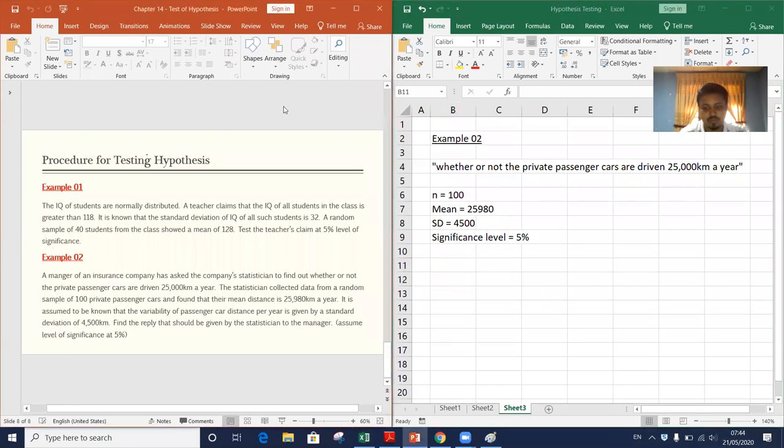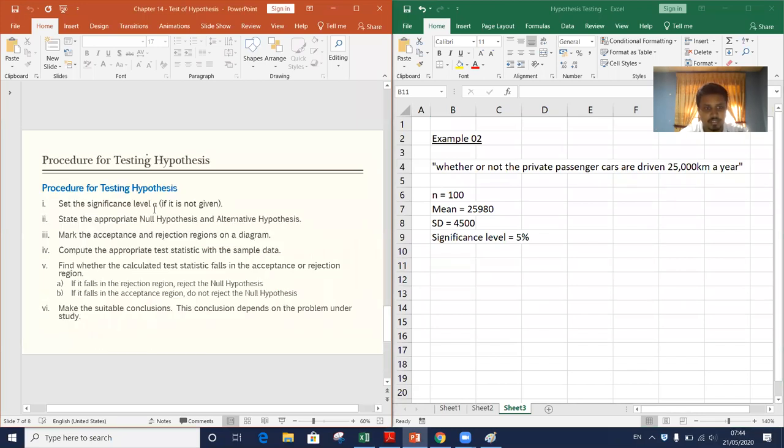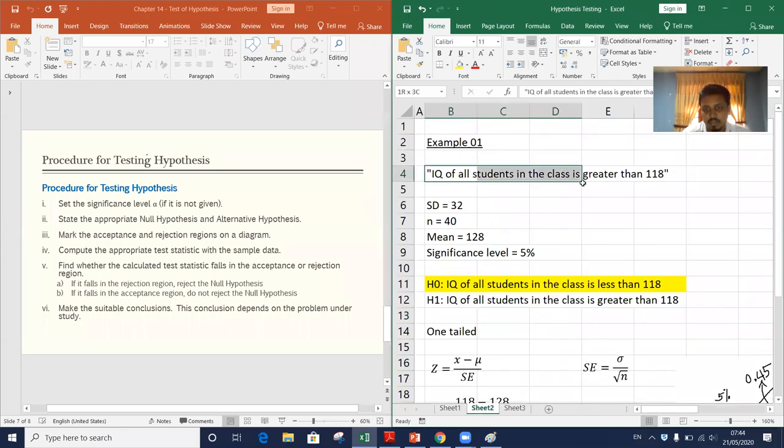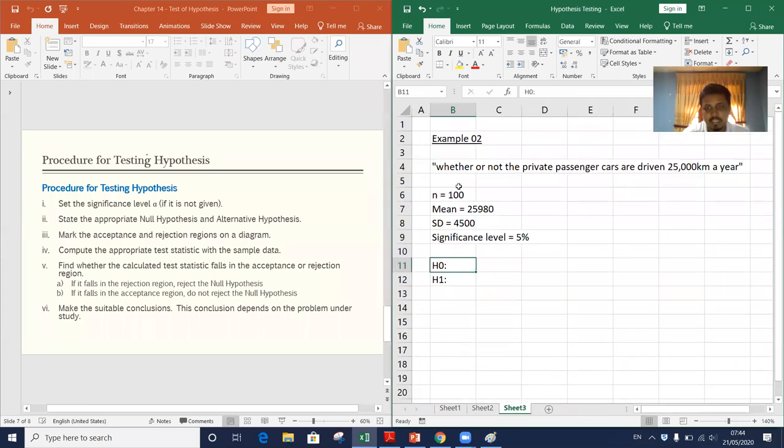The first thing we need to do is what? Significance level is given, and then we need to determine H0 and H1. In the previous example it was clearly stated, but here it is not that clear. Whether or not the private passenger cars are driven 25,000 kilometers a year. Then what should be our H1?